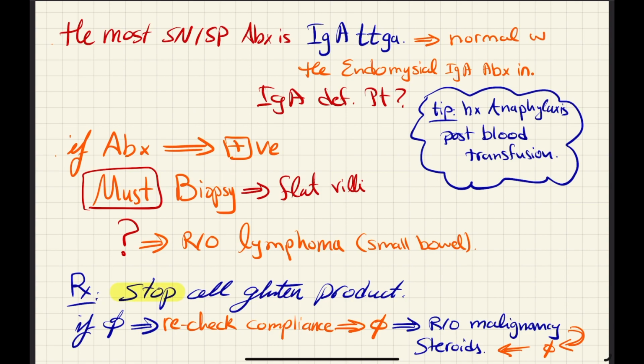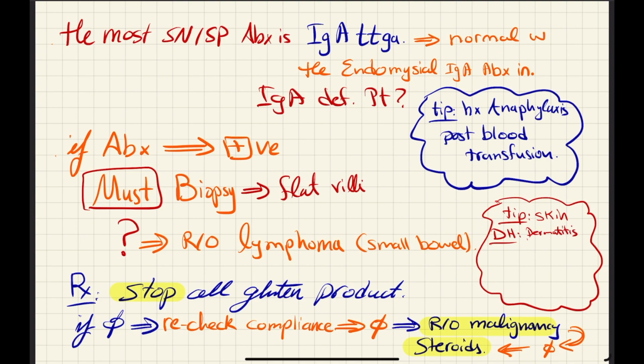If that was the case and the patient has no malignancy, you can add steroids to the treatment, because remember, there is an inflammation here. Going back to the skin manifestation of celiac disease, it is dermatitis herpetiformis. It's seen on the extensor surfaces. It's pruritic papulovesicular lesions. The treatment is to give dapsone because of its anti-inflammatory effect and not as an antibiotic.